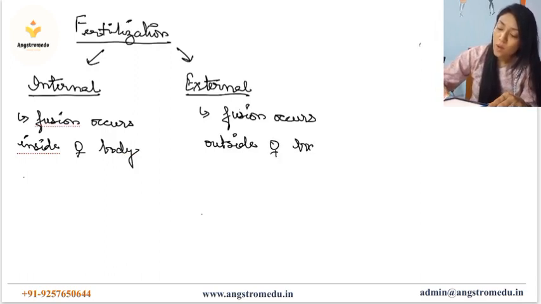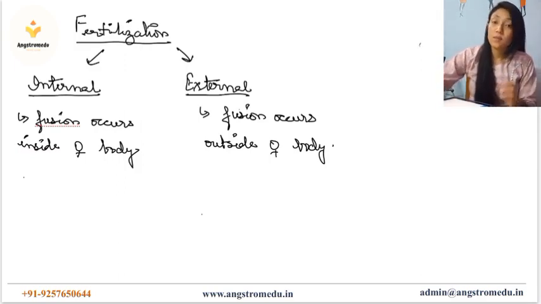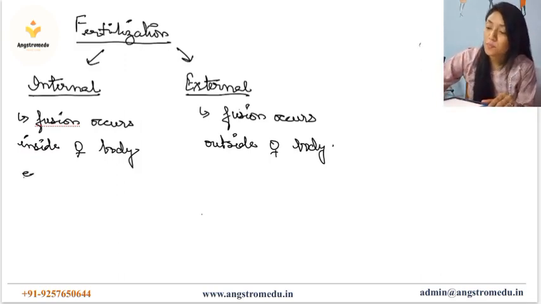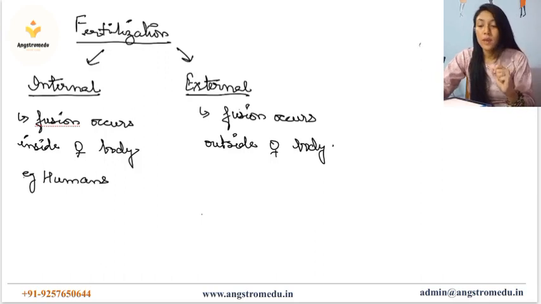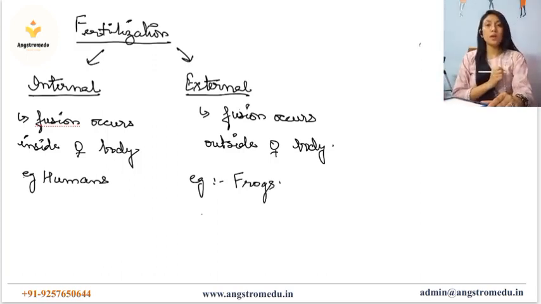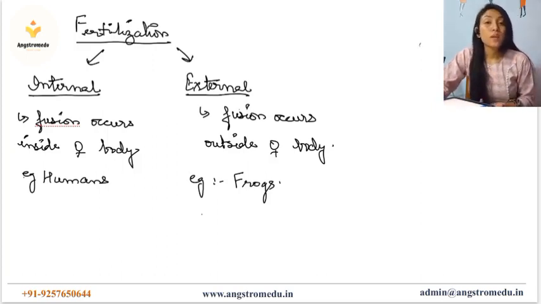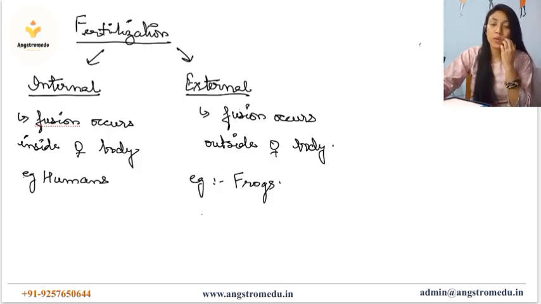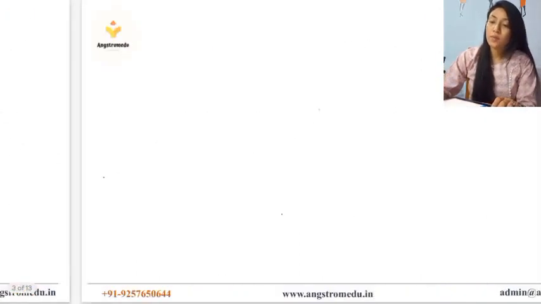the female body. Okay, now the best example for internal fertilization is us humans, where sperm enters the female body and fuses with egg. External fertilization can be seen in case of frogs, where fusion of these two gametes, male and female gametes, occurs outside the body of the female or outside the body of the mother. Now we'll see how this external fertilization happens.